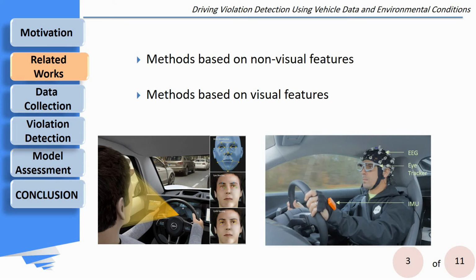And the second method focuses on signals from the driver's face or body, and it uses computer vision methods to recognize abnormal behavior of a driver, such as distraction and drowsiness, via monitoring the driver's eye, head movement, and hand status.